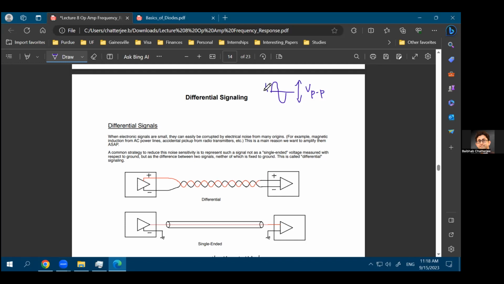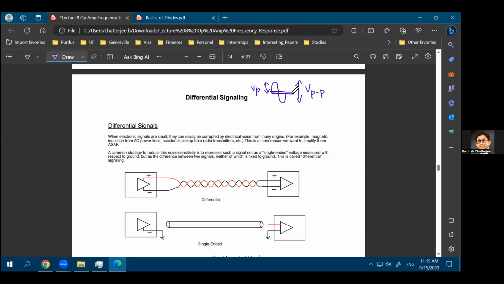You can also define the sine wave in terms of its peak amplitude. So the peak amplitude is half of its peak to peak amplitude. If you want to be more detailed, you can also define what is the DC value, what is the DC level of this sine wave. In an ideal sine wave, this DC level is usually 0, but you can also define this sine wave with a positive DC level or a negative DC level.